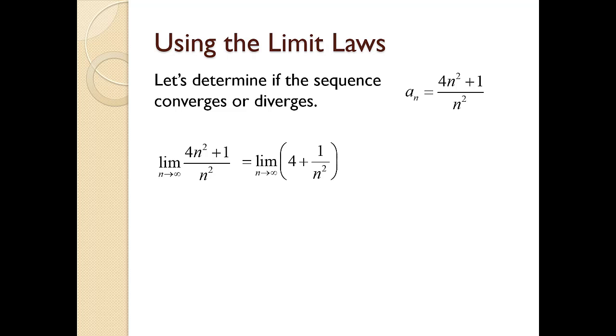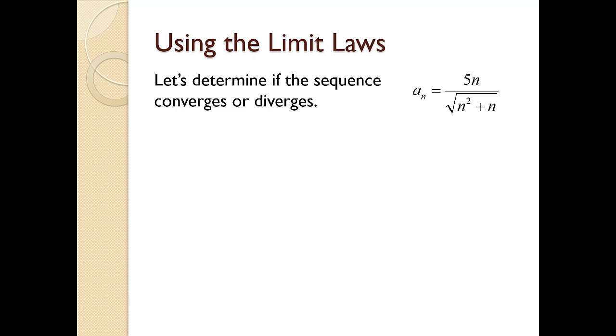That particular limit is very easy to do because you can then apply the sum limit law, that the limit of the first term plus the limit of the second term is the limit of the original function. And you all know the limit of 4 as n increases without bound is just 4. And the limit of 1 over n squared as n increases without bound, that limit is also 0. So the limit then is 4 plus 0, which is 4. So the sequence 4n squared plus 1 divided by the quantity n squared approaches the value of 4 as n increases without bound.